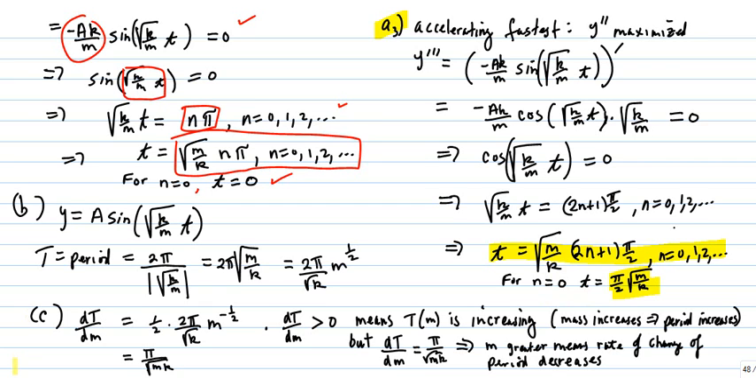Then they ask another question, part B. What is the period of this motion? That's 2 pi over the coefficient of the t inside this angle, which is going to be simplified out to this. And I wrote it with the 1/2 power because in part C they asked for the derivative of the period with respect to the mass. So how is the period changing as the mass changes?